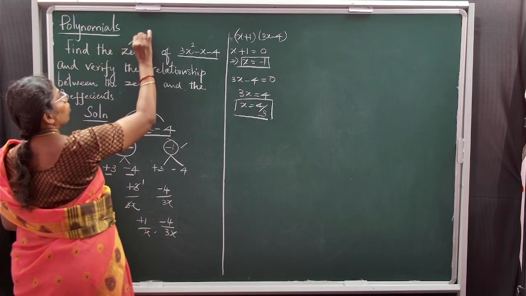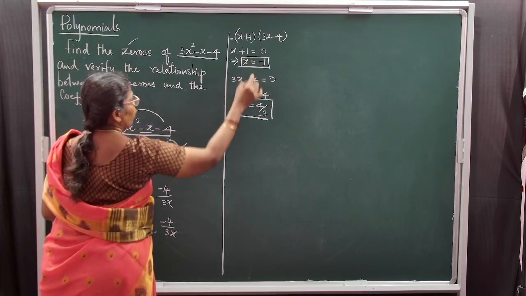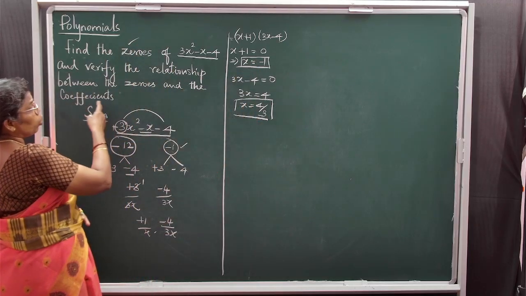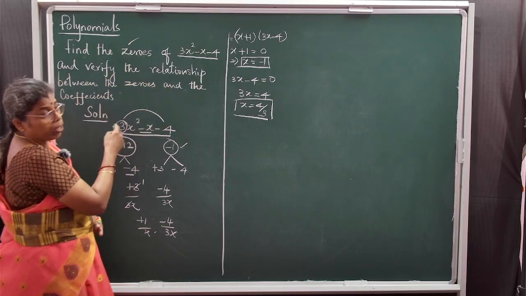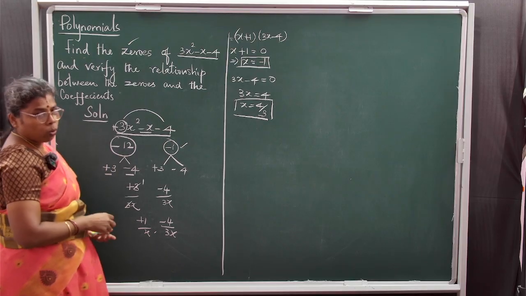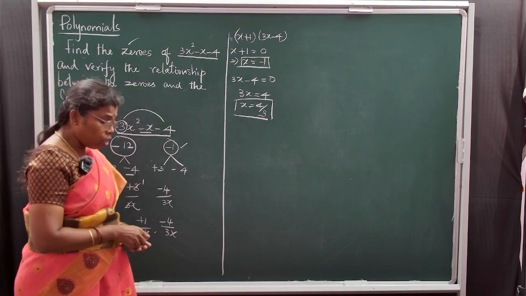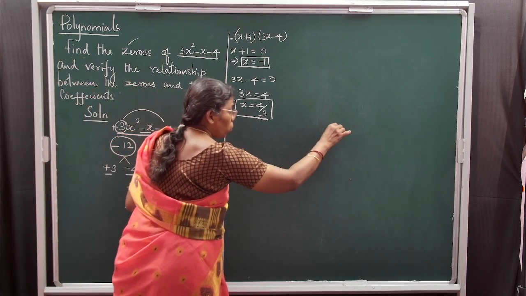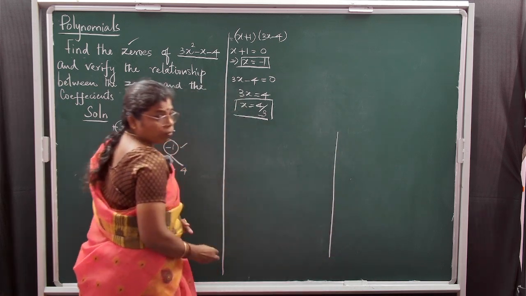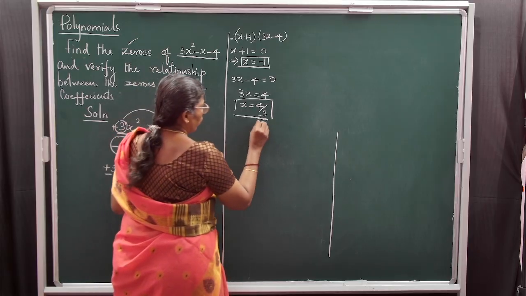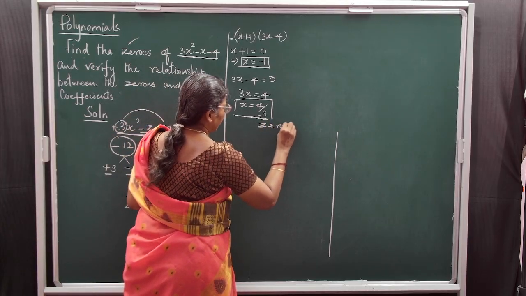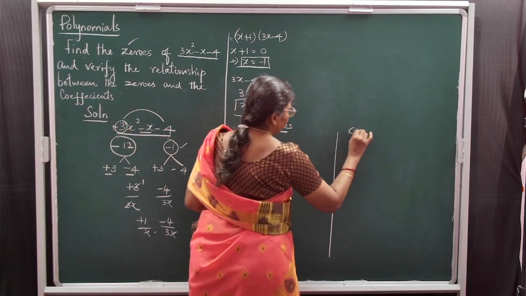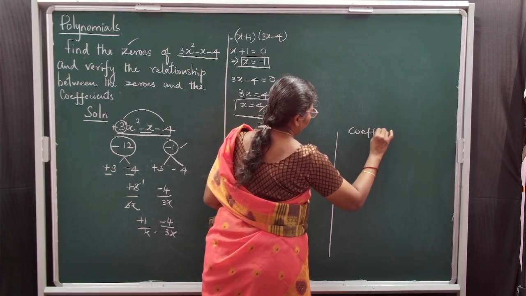So the first part is over. I found the zeros. The next thing I should do is verify the relationship between zeros and the coefficients. So now I should divide the notebook into two parts: zeros and coefficients. Here you write the heading zeros and here you write the heading coefficients.